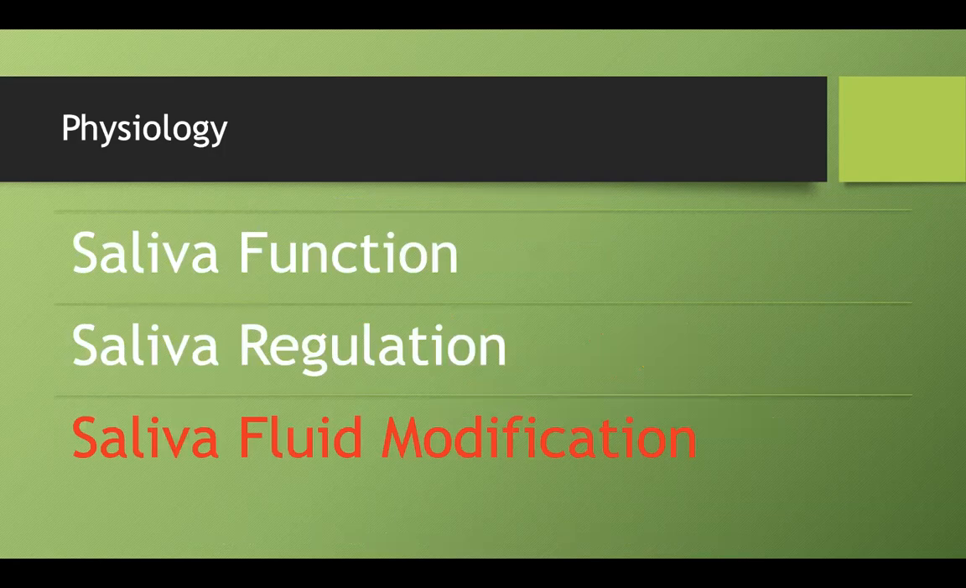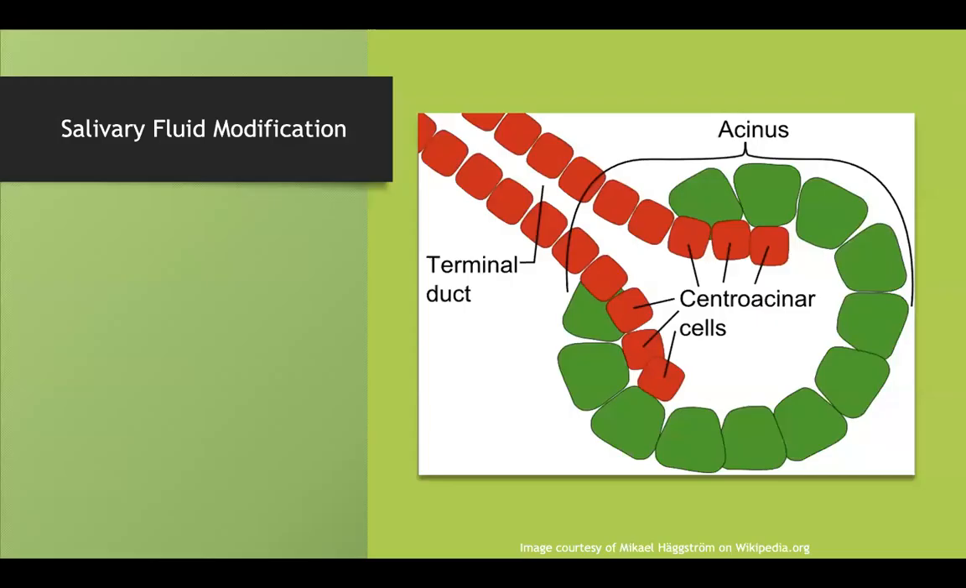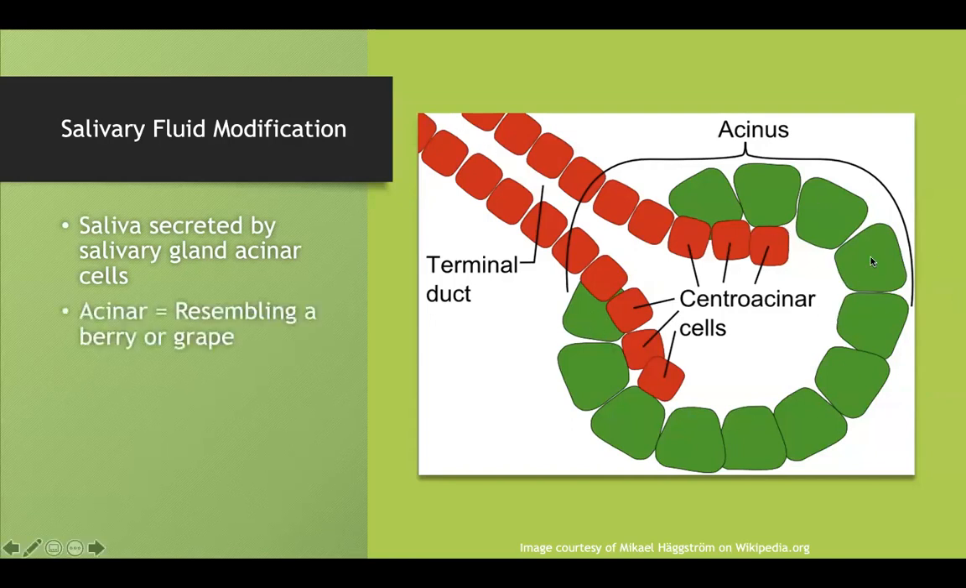Now let's talk about salivary gland fluid modification. Here's a picture of an acinus and a duct. We're going to see this in a few different sections, including the pancreas. So the saliva itself is secreted by these acinar cells, and you can see them right here, lining it. And acinar means resembling a berry or a grape, okay? And it kind of looks like a berry.